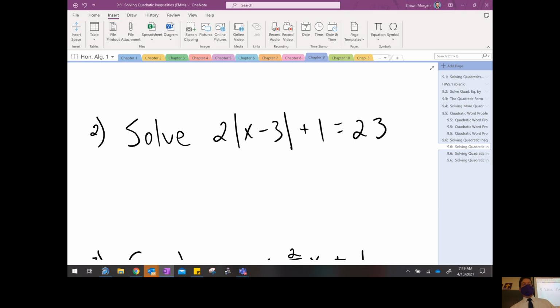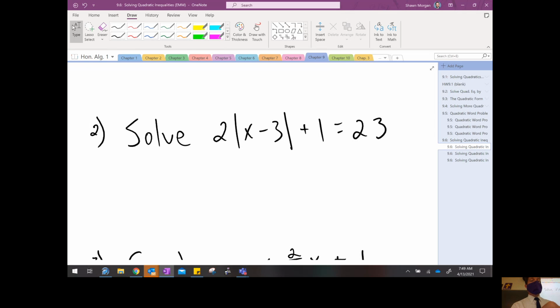Like if you were going to be graphing a function out loud. I know you're not supposed to be graphing this one. You're supposed to be solving it. I'd subtract 1 from both sides, divide by 2 on both sides. What's that going to give me? 11. So absolute value of X minus 3 equals 11.